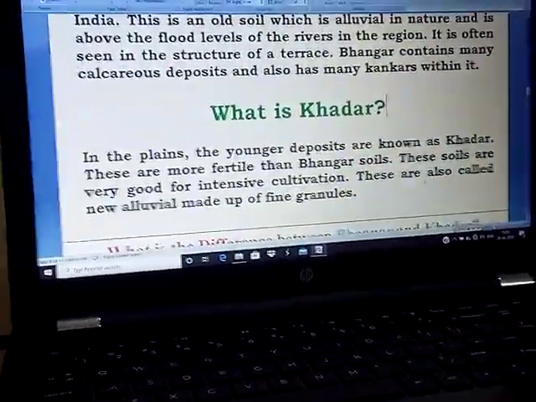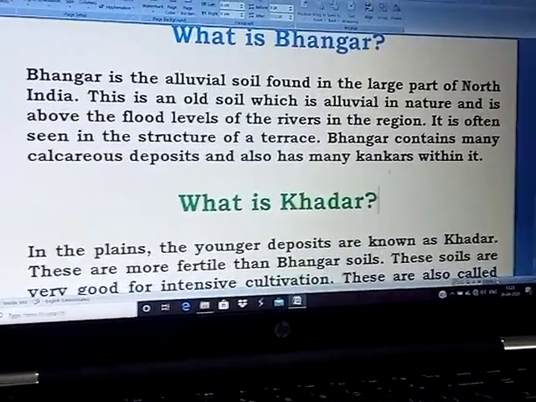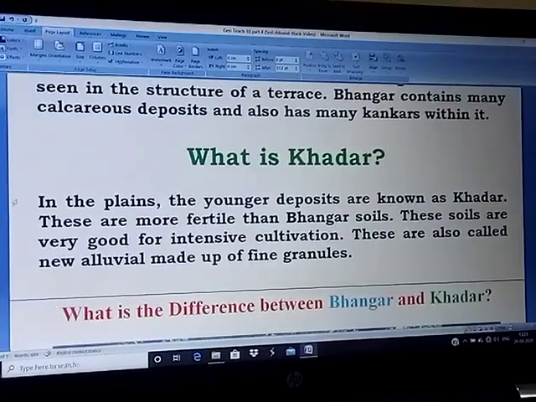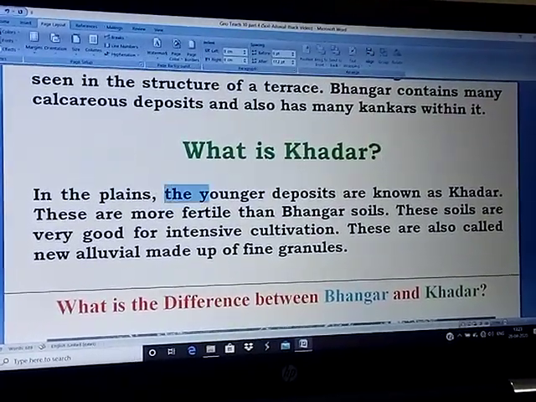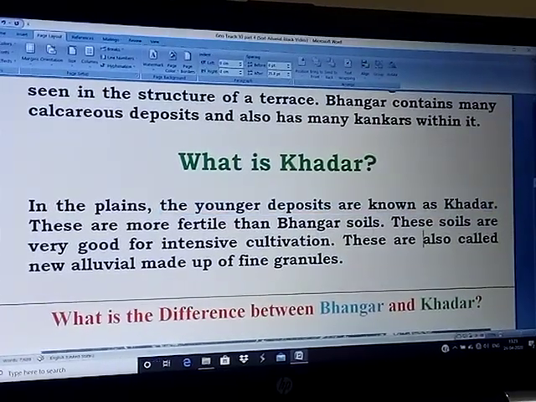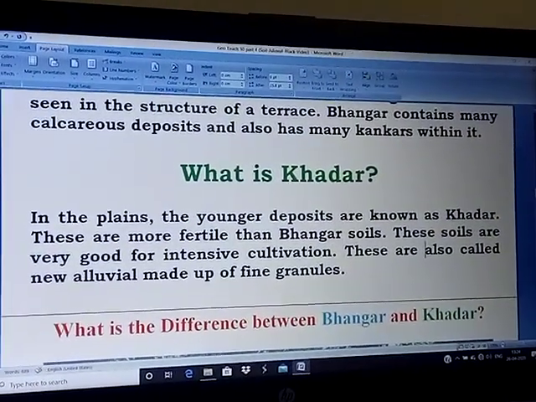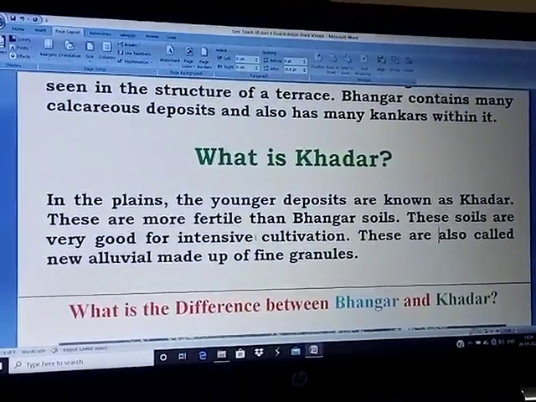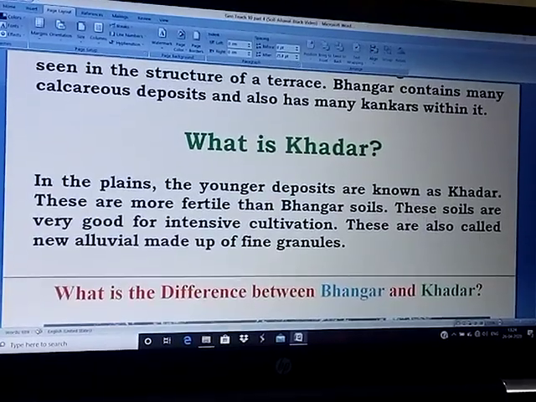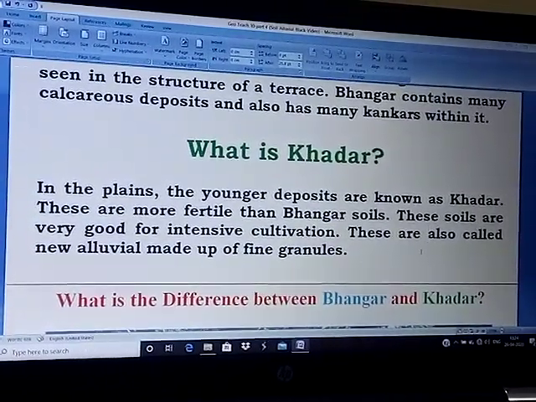Now, what is Khadar? If Bhangar is the old type of alluvial soil, then Khadar is the new type of alluvial soil. In the plains, the younger deposits are known as Khadar. These are more fertile than Bhangar soils. These soils are very good for intensive cultivation. These are also called new alluvial, made up of fine granules.